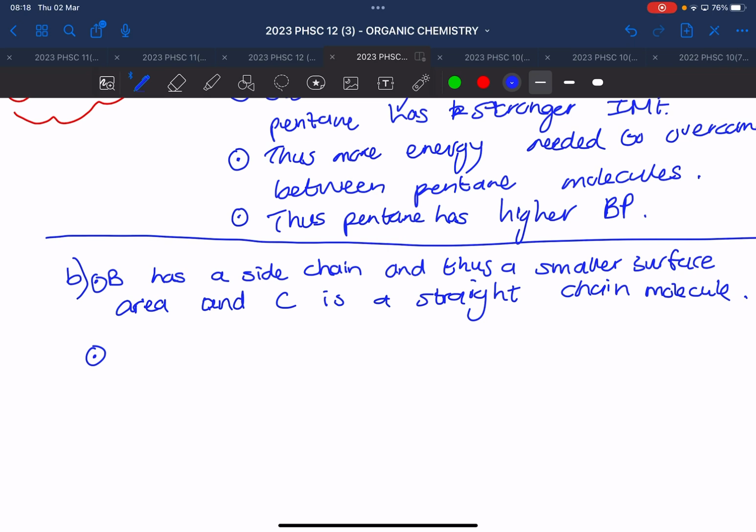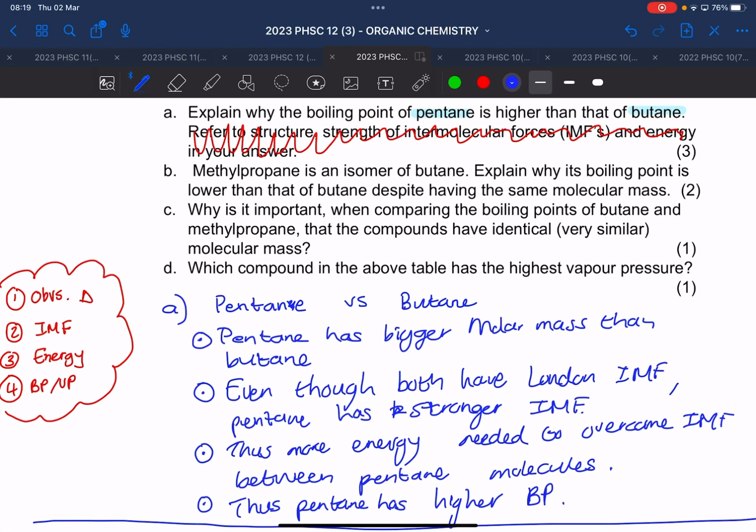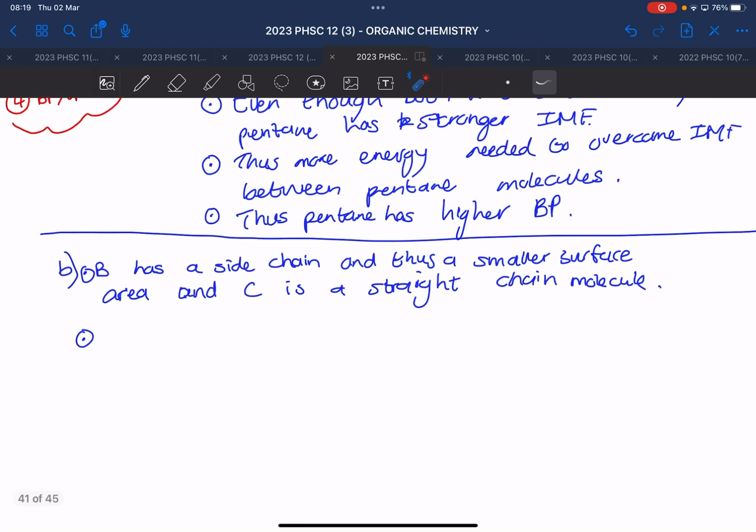Okay, but sorry. So just look at how I'm answering this question. They ask, why does methyl propane have a lower boiling point? So normally we say, thus it has stronger forces, thus it has. Now I'm going to say this one has weaker forces because I want to point to which one has a lower boiling point. Okay? So I'm going to say B has weaker intermolecular forces than C, even though they both have London forces.